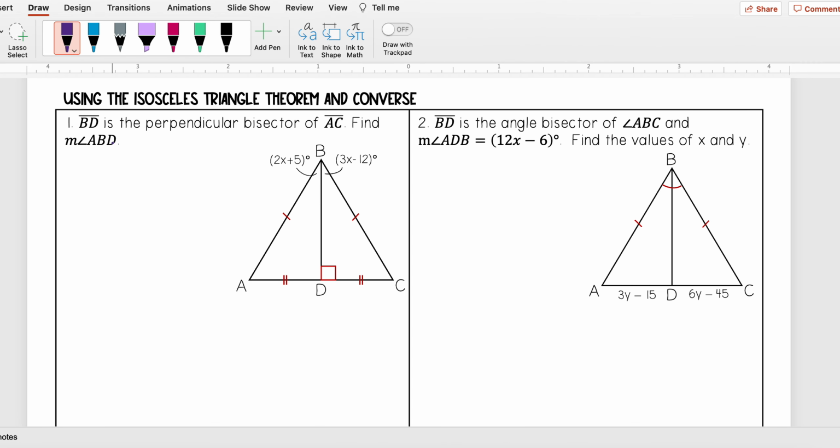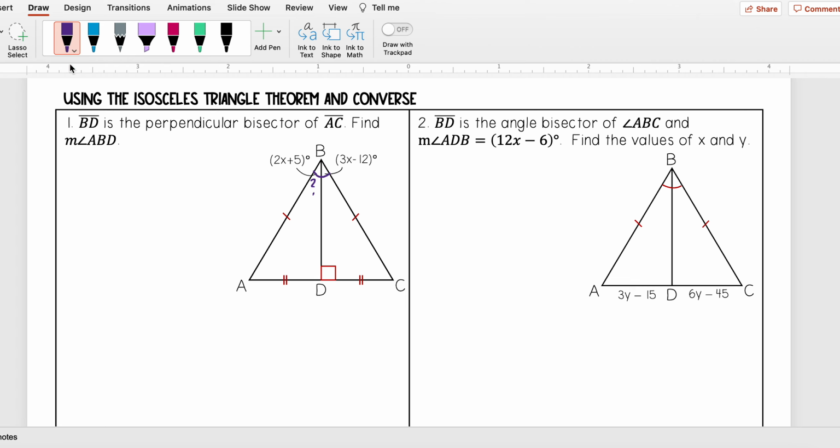For number one, I am told that BD is the perpendicular bisector of AC. I see that here, my segment BD is forming this right angle, so I know it's perpendicular. It's cutting this in half. And I want to find the measure of angle ABD, this angle right here. Well, I have to remember what I'm told in my isosceles triangle theorem and converse: if I have a perpendicular bisector here, then it is also the angle bisector of angle ABC. So that means that these two angles are congruent.